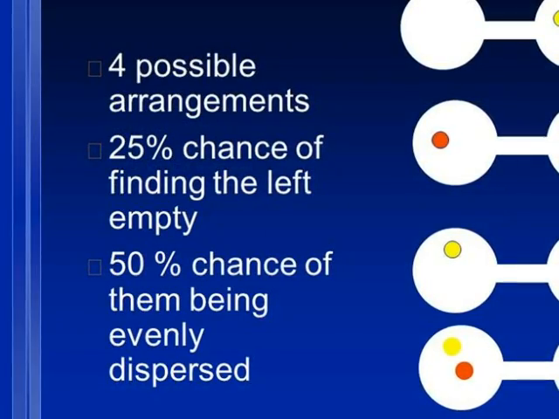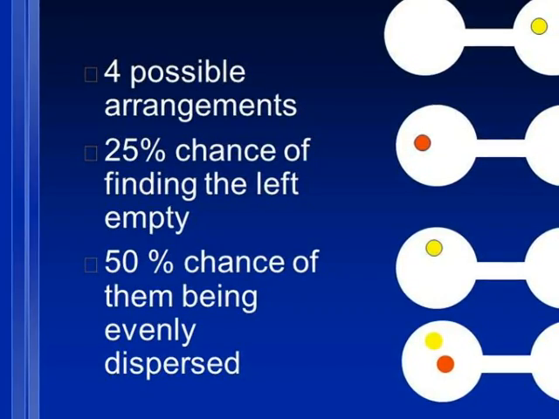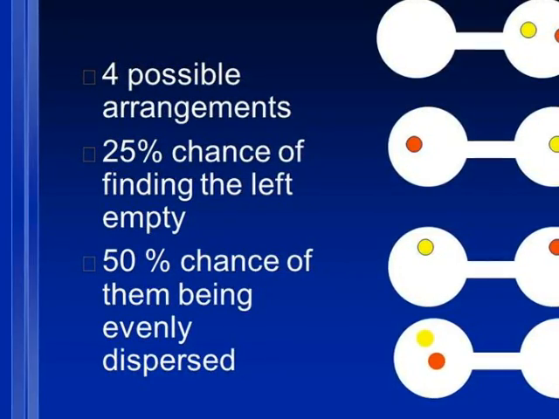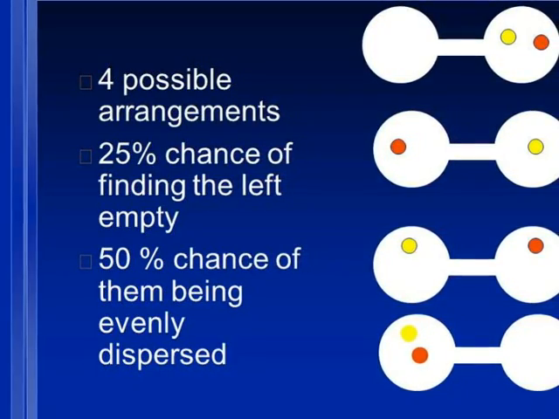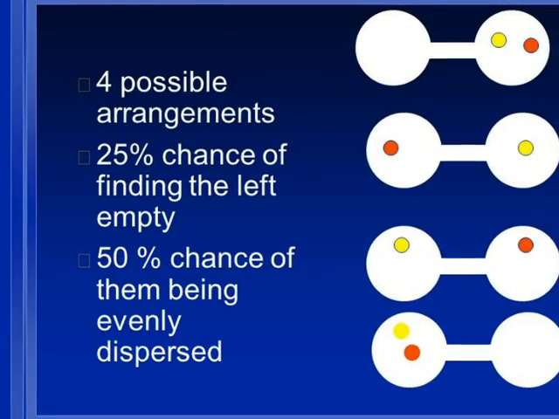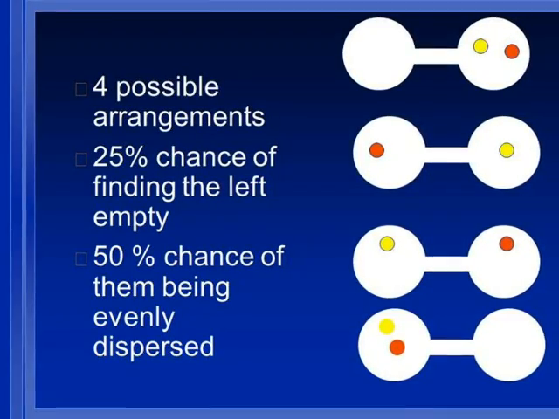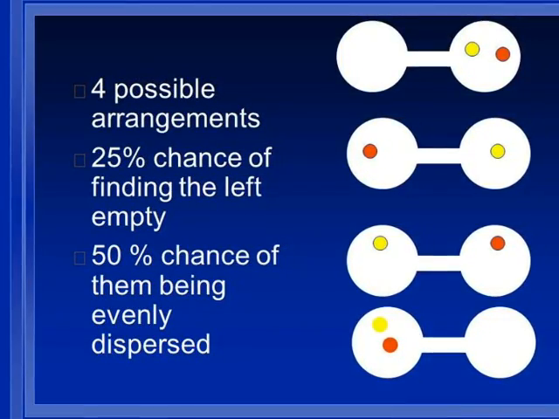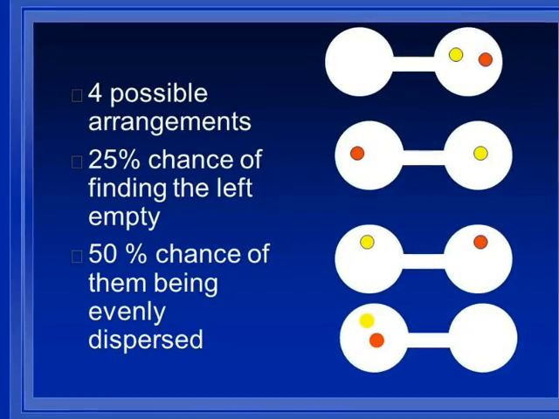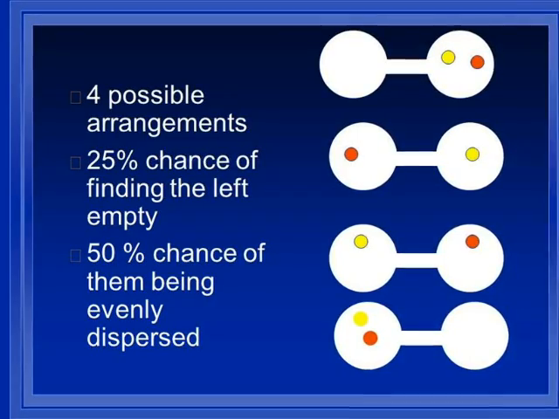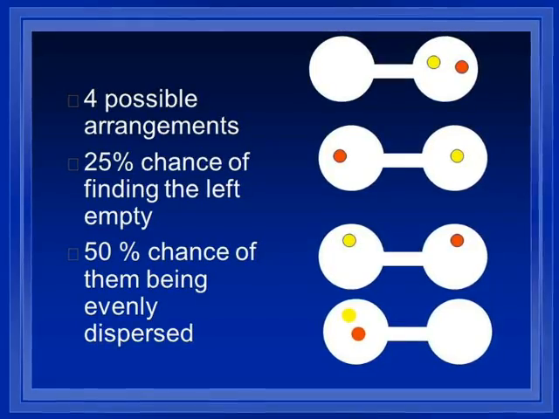However, if we have two atoms in the same system, two connected vessels here, we can have both on the right, both on the left. We can have red on one side, yellow on the other, or switch them. So there's a 25% chance of finding the left side empty, a 25% chance of finding the right side empty, or a 50% chance of having one in each. So what's most likely? Having one in each. The entropy says that it's most likely to find one atom on each side, not two on the same side. And that's just simple probability calculations here.